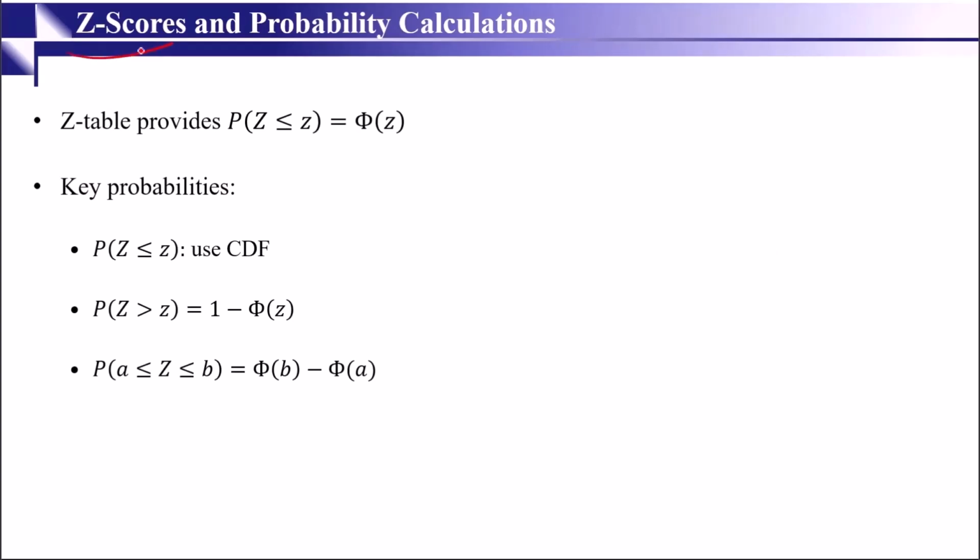Now it's the proper time to touch the z-scores. So we use the z-scores for probability calculation. A z-score standardizes any normal random variable. So if you have any kind of normal random variable, you can standardize it using z-score. How? By measuring how many standard deviations it is from the mean. The equation is z is equal to x minus mu divided by sigma. So you can standardize any normal random variable using this formula.